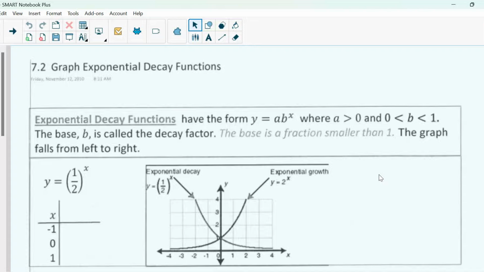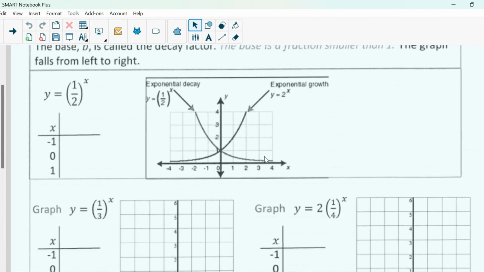This is very, very similar to 7.1, as today we are looking at exponential decay functions. So I'll try to make this as quick as possible, but exponential decay functions have really the same form as an exponential growth function. The only difference is that our b value, the base of our function, the decay factor, has to be a number that is smaller than 1.